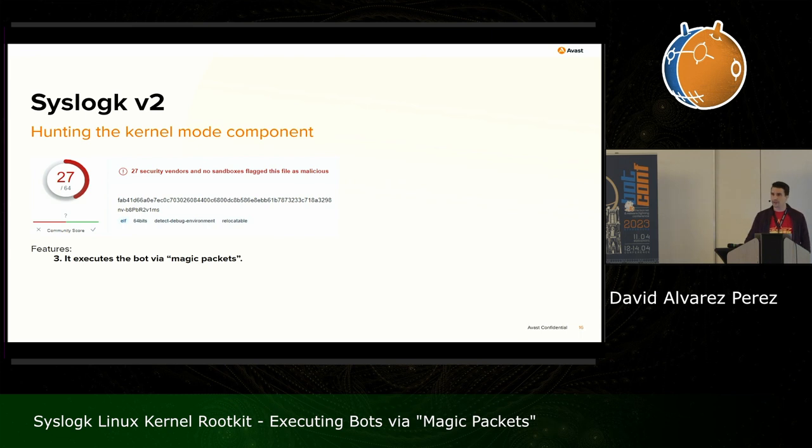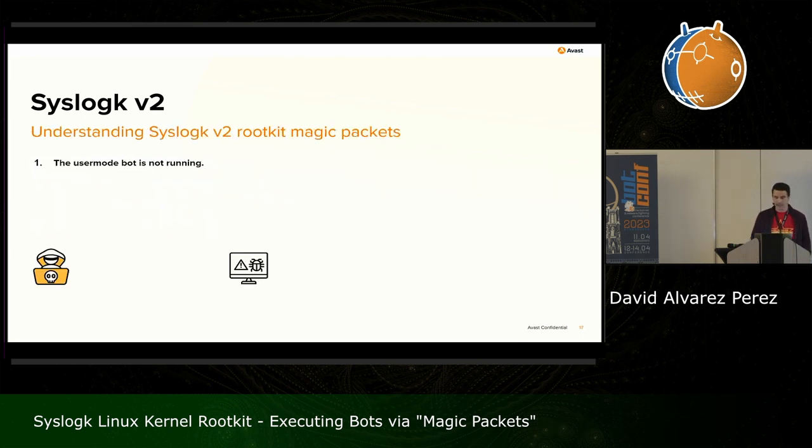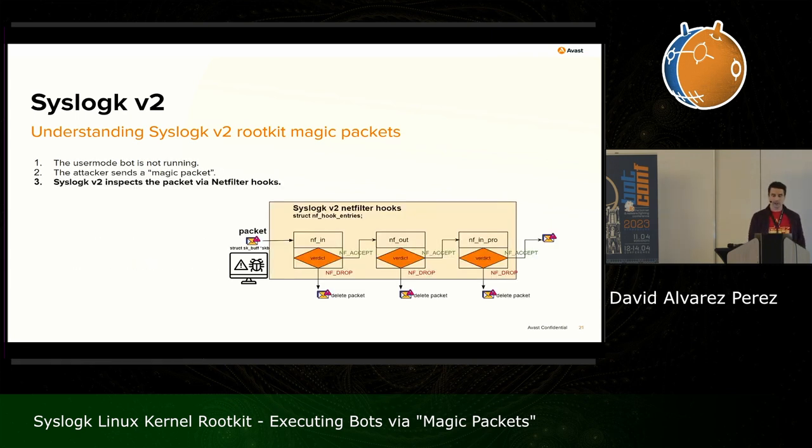And of course, it implements magic packets. The magic packets work in this way. The attacker sends a magic packet to the computer. And in the computer, Syslogk places three netfilter hooks that are nfin, nfout, and nfinpro. The purpose of the nfin hook is to get the port of the bot in order to hide it. The purpose of the nfout hook is for the outgoing traffic, placing the values that are able to reach other computers from the attacker using the proxy mode. This is for proxy mode.